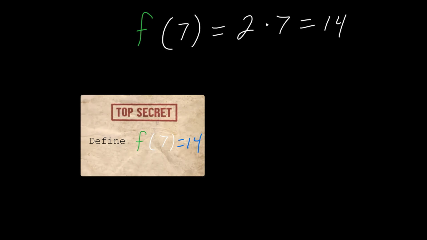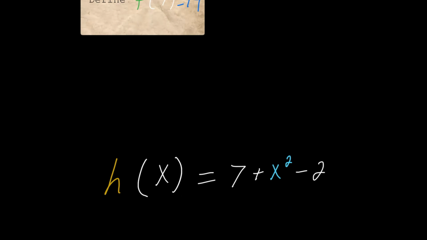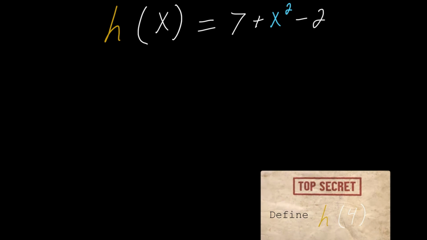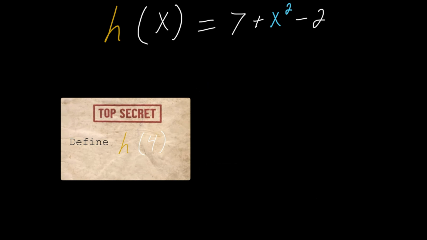So let's try another example because this is a lot of fun. How about something like this? Well, it's very similar, but now you might see, hey, there's an H right over here. Yeah, that's the letter name of this mission or of this function. It has the letter H as the name. You get this packet of secret information that lands on your lap from nowhere. And it's telling you to define H of 4.